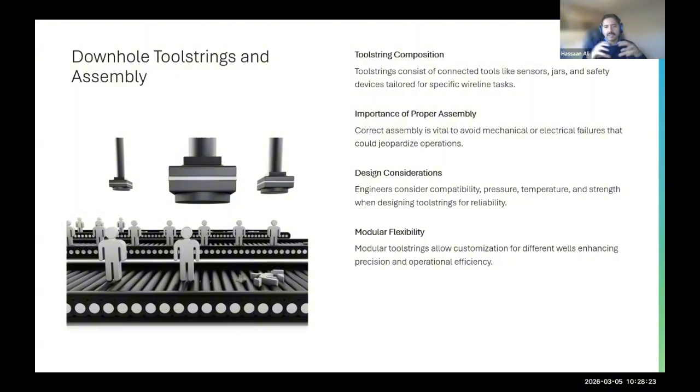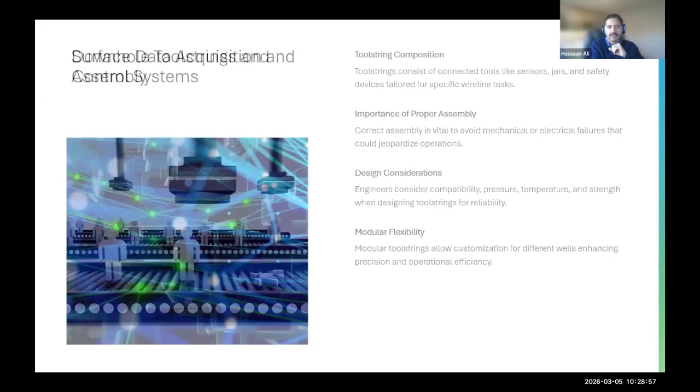Usually, when we are designing a tool string, the composition of tool string also takes into account compatibility with the wellbore fluid, pressure, temperature, and strength when designing the tool string for reliability. And usually, if you remember the video which I showed you earlier, there were 3 tool strings that they connected together, right? They just threaded them together, and that is actually the last point on this slide, which is modular flexibility, right? The tool string allows the customization for different wells, enhancing precision and operational efficiency.